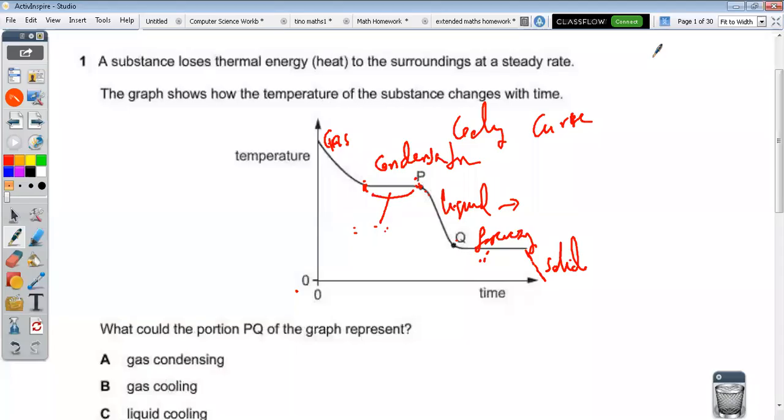Making sense or not making sense? Making sense.